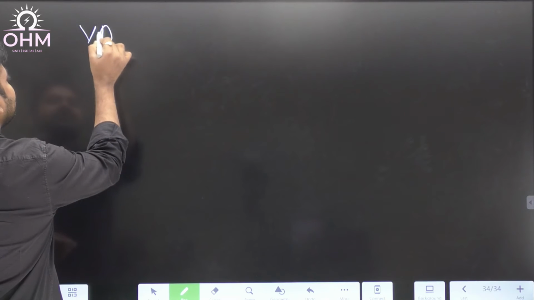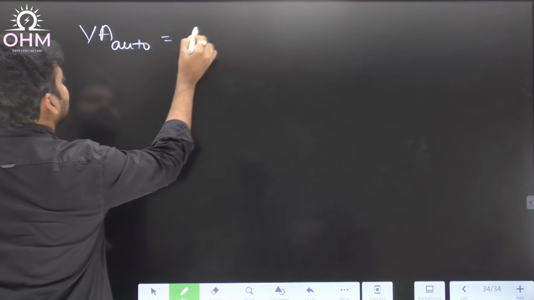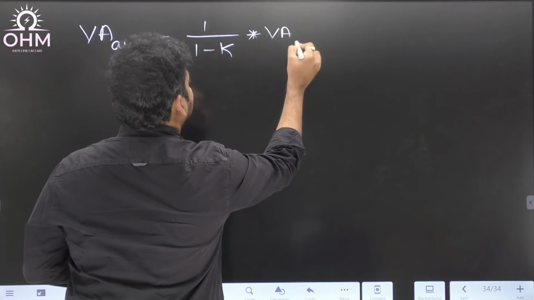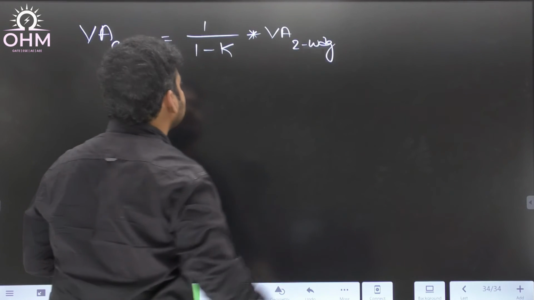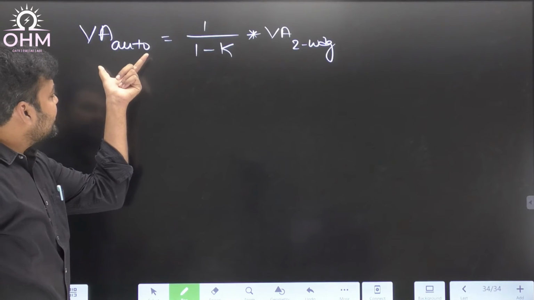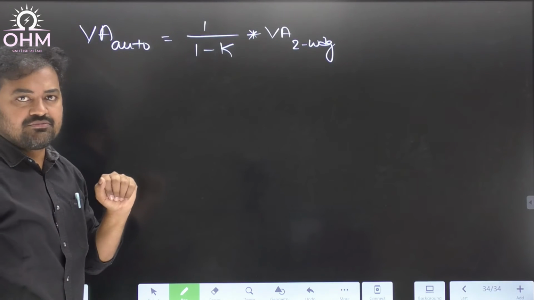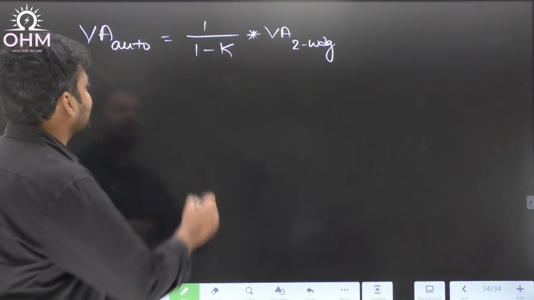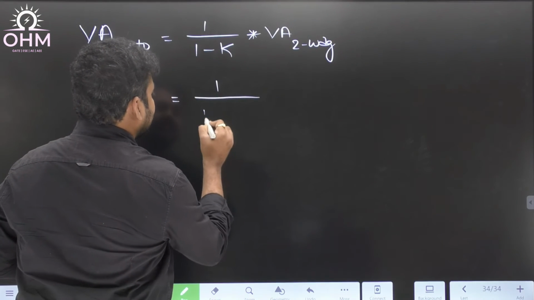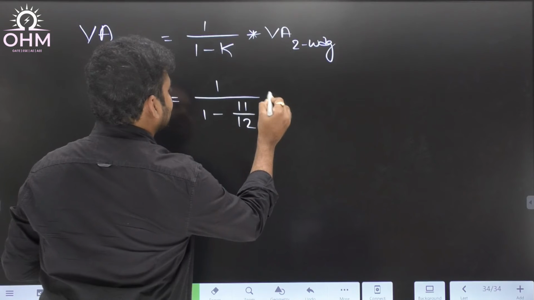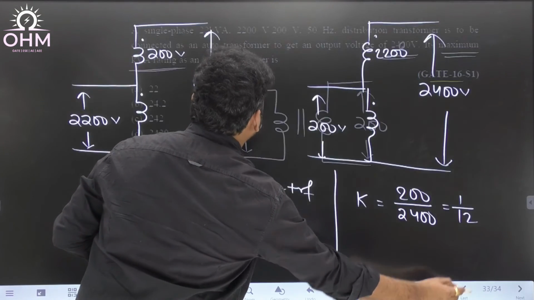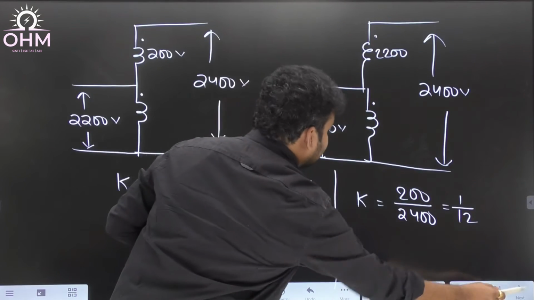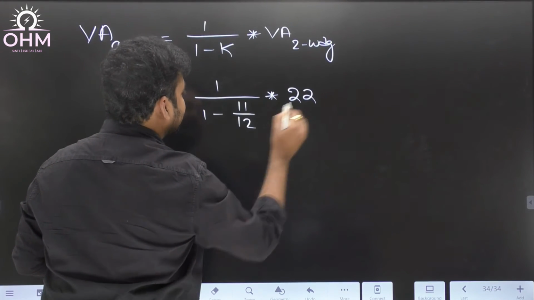Yes, the VA rating of an auto transformer is equal to 1 by (1 minus K) times the VA rating of the two winding transformer, isn't it? Therefore, the maximum VA rating is possible at a higher K value. So out of the two possibilities, the higher K value will definitely be 11 by 12. Therefore, if I substitute 1 by (1 minus 11 by 12), into what is the two winding transformer kVA rating? Yes, 22 kVA. The two winding transformer kVA rating is 22 kVA.